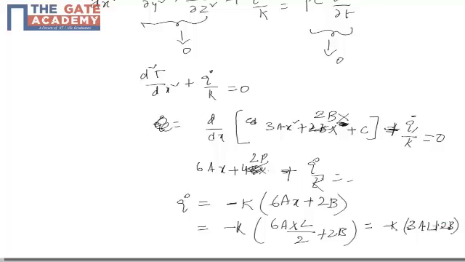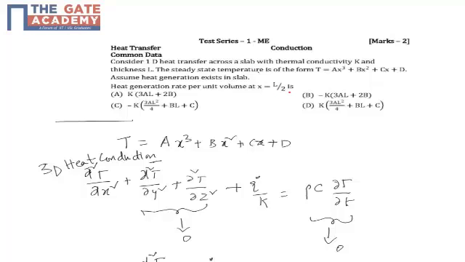So let's look at the options. The option is B, because it's minus. So the option is B, minus k times 3aL plus 2b. So you just need to remember this governing equation, and this is just the calculation. Thank you.